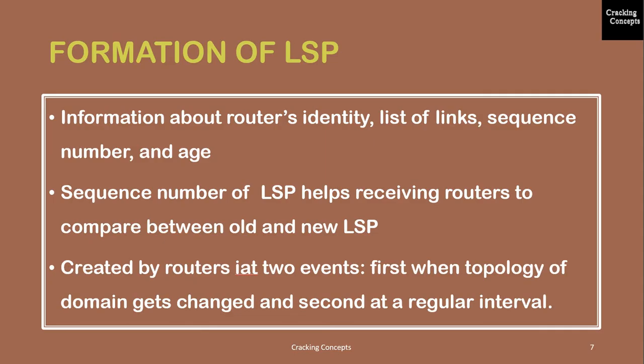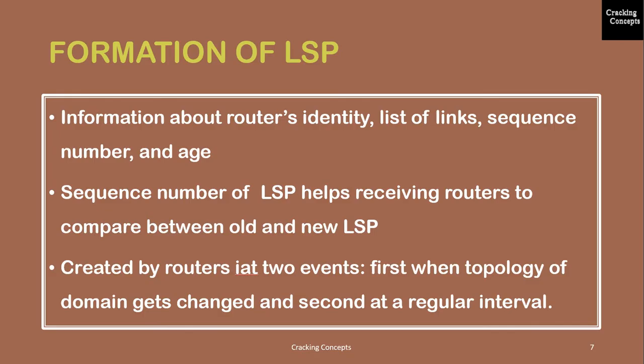The first one is formation of link state packet. The link state packet has information about the router in detail. It has information about the router's identity, list of links, sequence number, and age. This helps another router in the autonomous system to understand and make a topology of the entire domain.